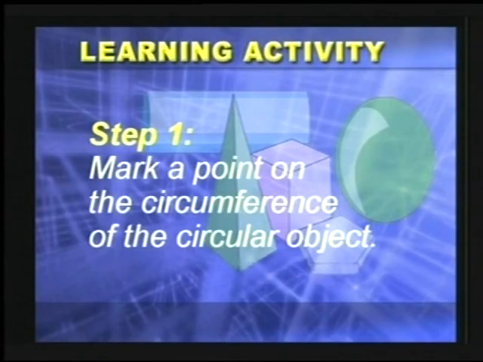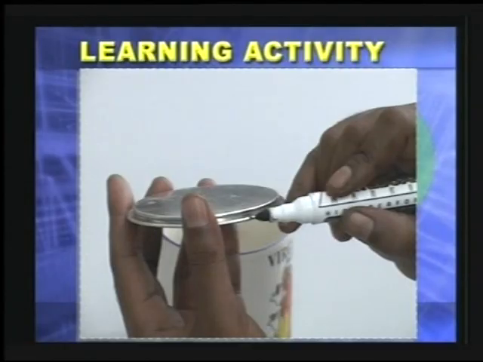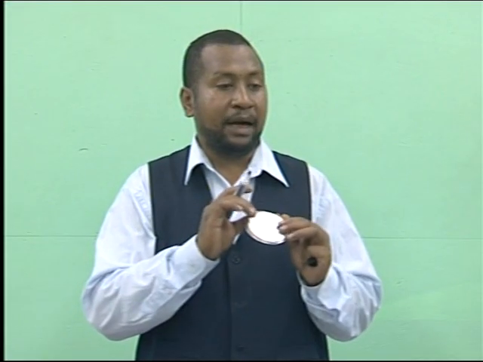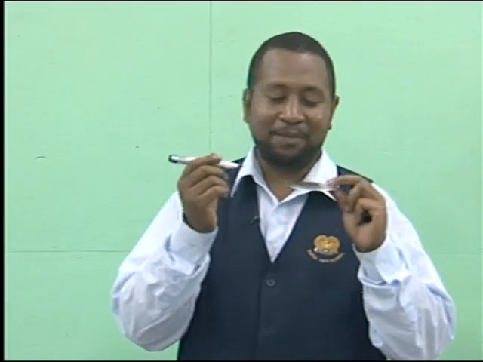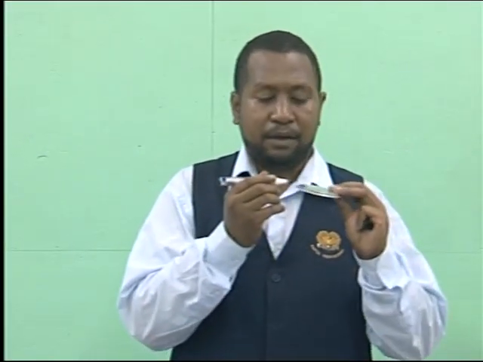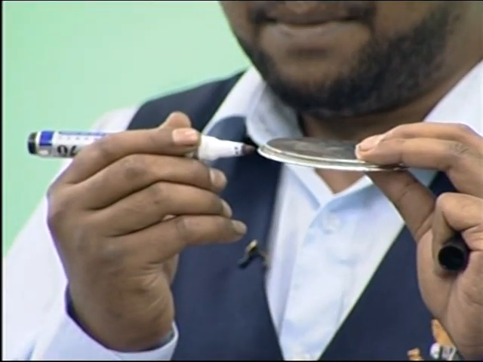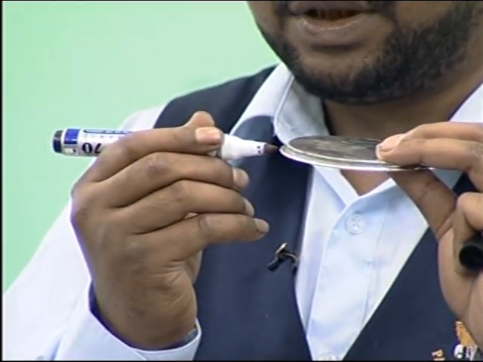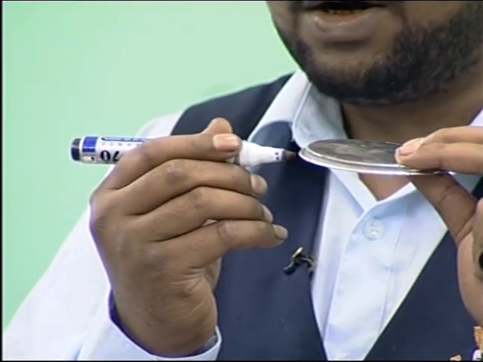First step, you put a mark or marker point on the circumference of the circular object. Something like that. Let's all put a mark. Take your circular objects out and put a mark now. I'm putting a mark here. You should be doing the same as what I'm doing.